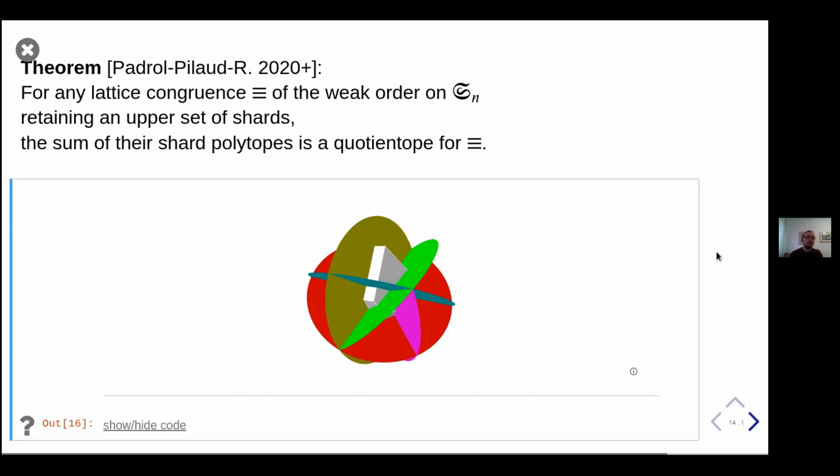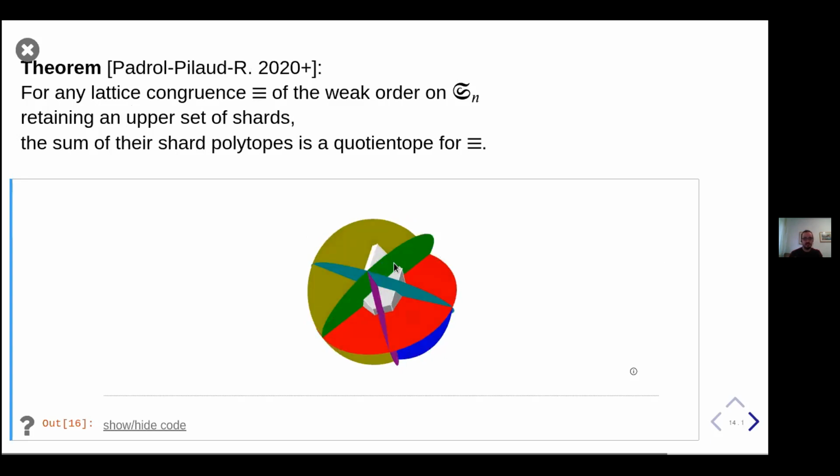And all the quotient topes that were constructed by Pilaud and Santos earlier with their construction are just special cases here, because it just says we sum the shard polytopes, but in fact we can put arbitrary positive weights on each of those shard polytopes. Why is that?